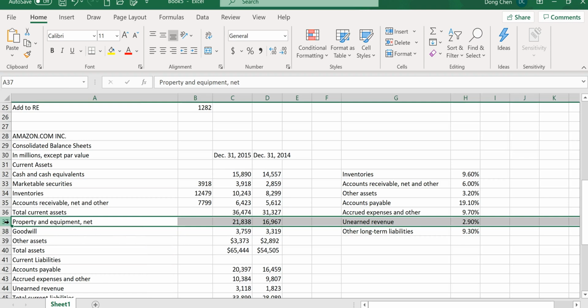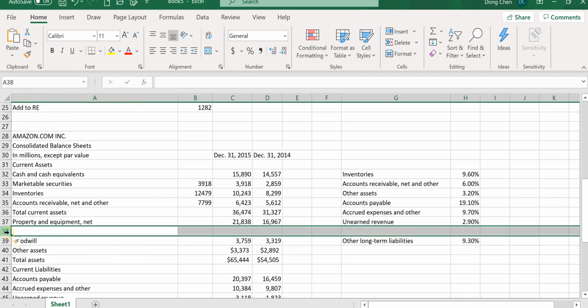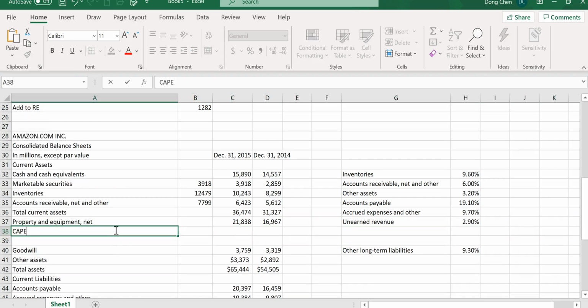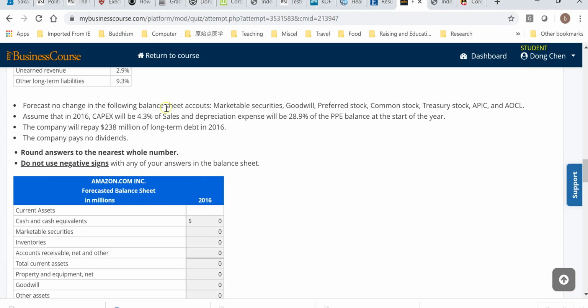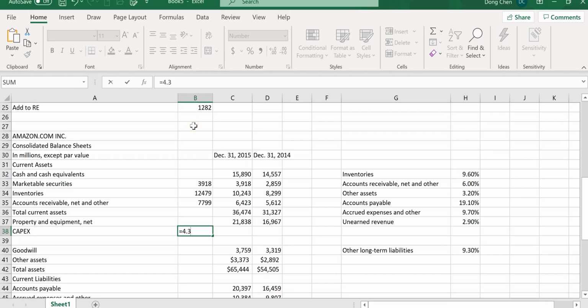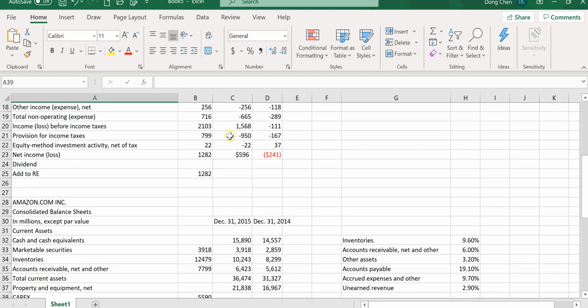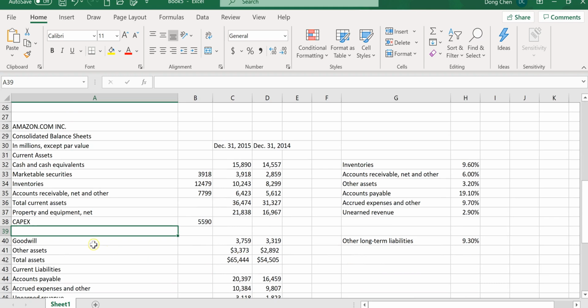So let me be absolutely clear about what we are doing here. Let me add two more rows. First is the capital expenditure, and this will be 4.3% of sales, and so this is going to be the total net sales. I don't want to fix this cell here because this information will just be useful for the capital expenditure here.